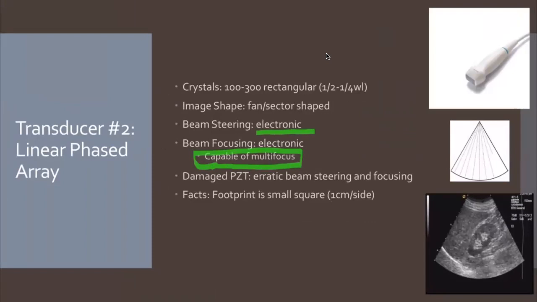We haven't really talked about multifocus, so we're going to learn that later on. If there's a damaged PZT, the beam focusing and the steering becomes erratic. So it just gets crazy. I usually will draw something like this just to represent crazy. And your picture just really won't make sense. And the footprint of the transducer is really small. It's less than 1 centimeter on each side. So this is a helpful thing to remember.